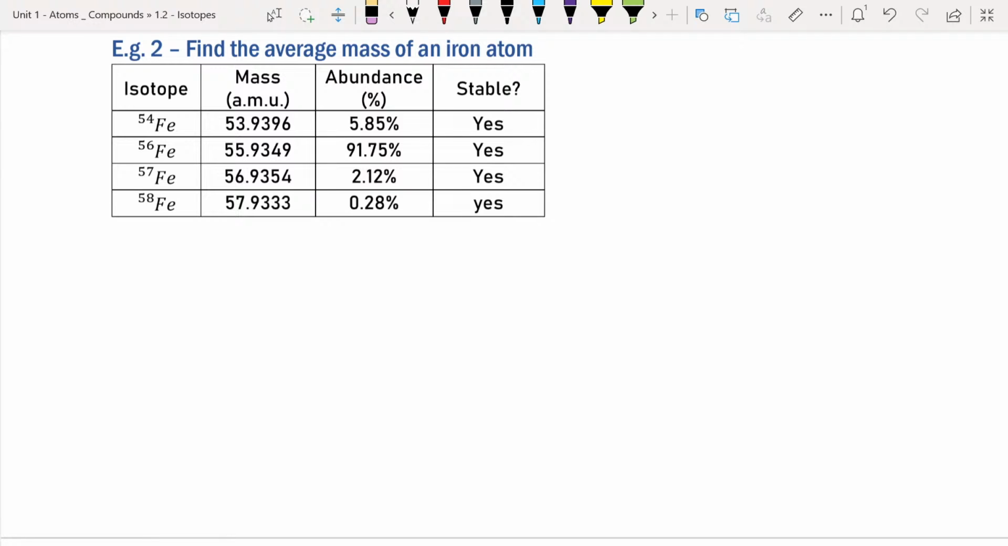When we go to find the average atomic mass, what are we doing? The average atomic mass, in this case, I want the average atomic mass of what? Iron. How am I going to write that? Very good. We're just going to take the sum of all the masses times all of the abundances. And when we put the abundance in, we're going to make sure we put them in as a decimal.